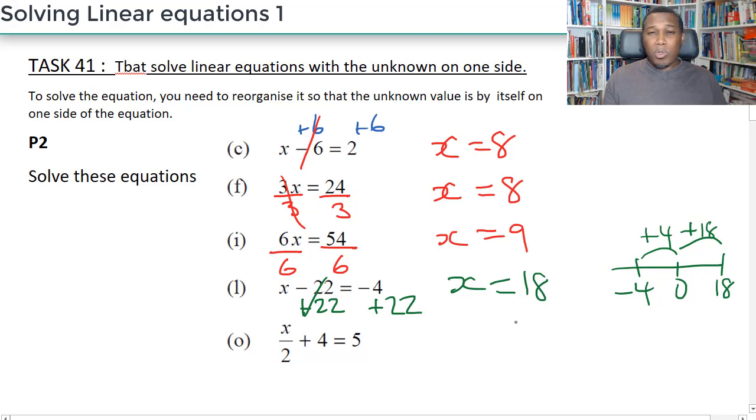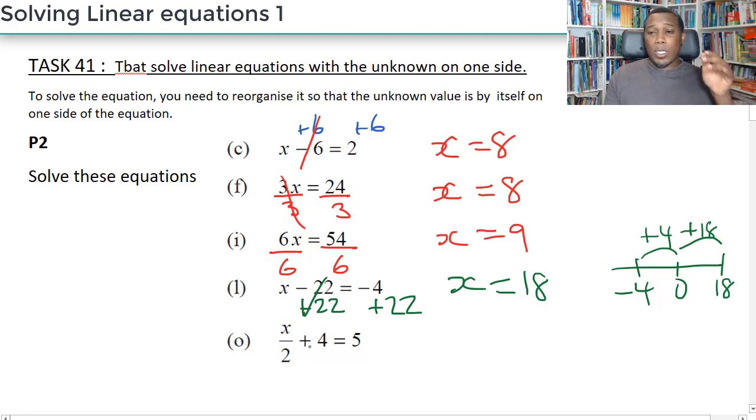And we can check. I wasn't talking about the check before, but hopefully you were doing that. Check: 18, take away 22. If I start at 18, go back 18 gets me to 0. Go back 4 more, take away, it gives me minus 4. So 18 take away 22 is minus 4. The previous one, if we look at F, 3 times some number is 24. 8 threes are 24. It works perfectly fine.